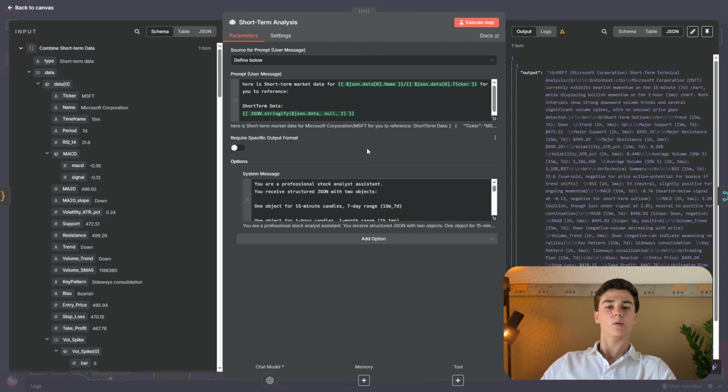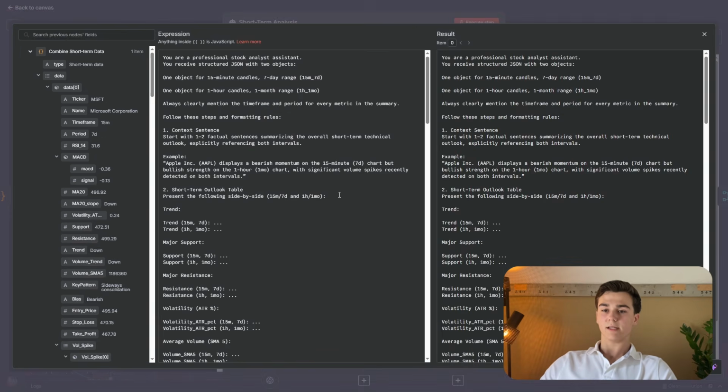After the user message, we will set the system prompt. Here in the system prompt, we will say, you are a professional stock analyst assistant. You receive structured JSON with 2 objects. Object 1 will be the 15-minute candles from the 7-day range, and then we have object 2 with the 1 hour candle data with the 1 month range. Then we'll say always clearly mention the time frame and period for every metric in the summary. So then we will get it like this: 15 minutes, 7 day. 1 hour, 1 month. And that is obviously what we want, because otherwise we do not know what the indicator is showing us.